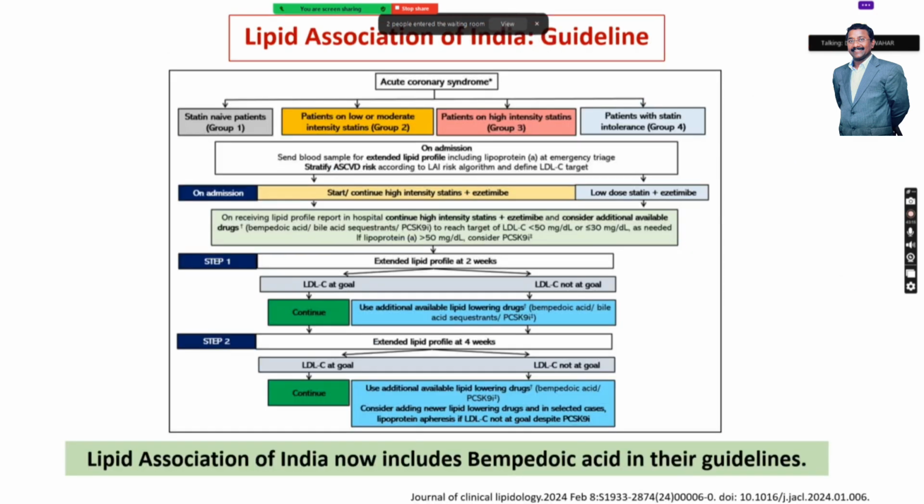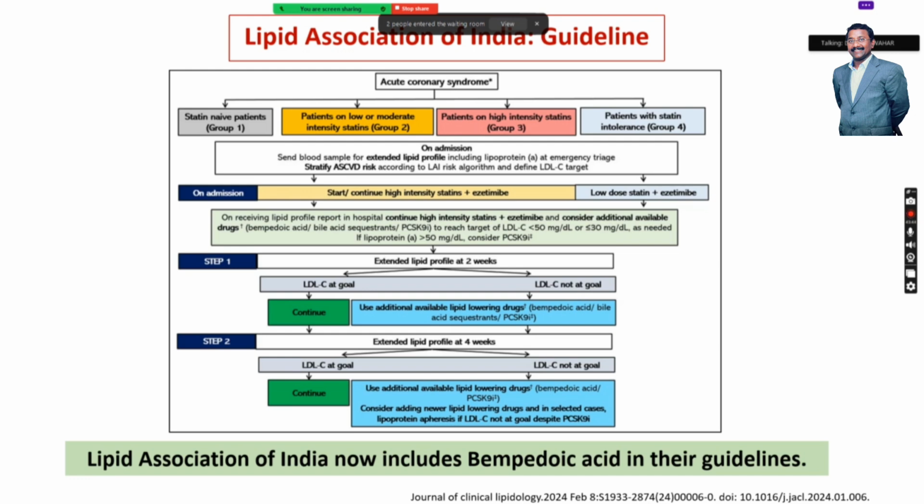So the Lipid Association of India guidelines for acute coronary syndrome divide patients into 4 groups. One group has not taken a statin at all. Another group is patients with statin intolerance. And then the middle 2 groups are patients on low or moderate intensity statins, or patients on high intensity statins. So 80% of our people are on either low or moderate intensity statins, and some people are on high intensity statins.